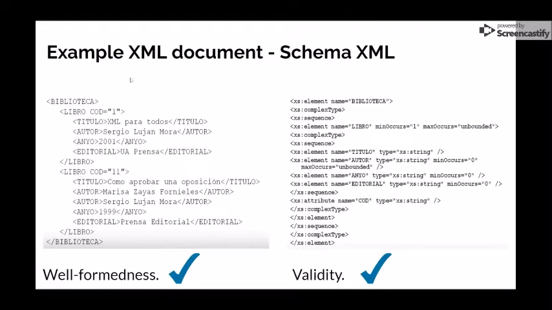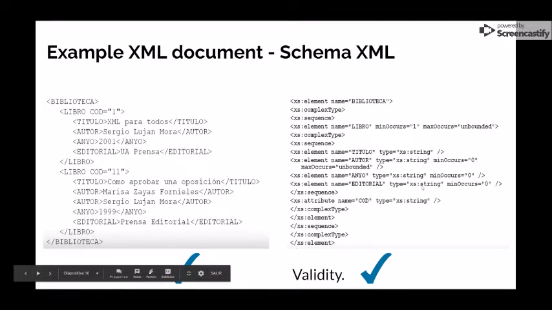This is an example of an XML document versus an XML schema. In the well-formed code, we have an XML document that has a root element biblioteca, and this has child elements called libro, título, autor, año, and editorial, with their respective attributes. Here you can see a well-formed document in this structure with tags that have start and end. And in the validity code, we have an XML schema that has the prefix xs colon.